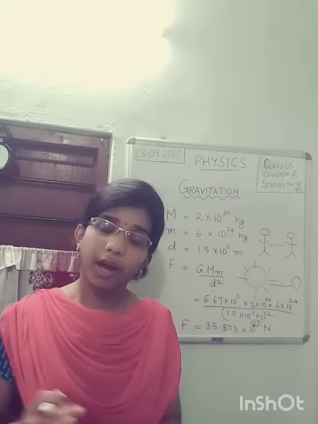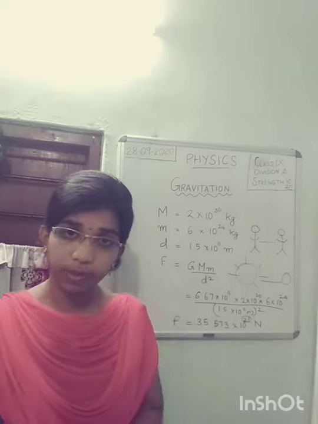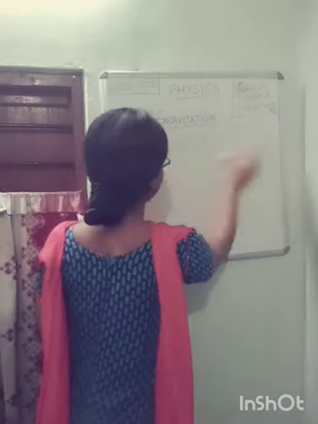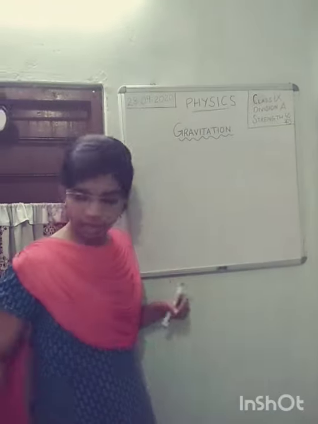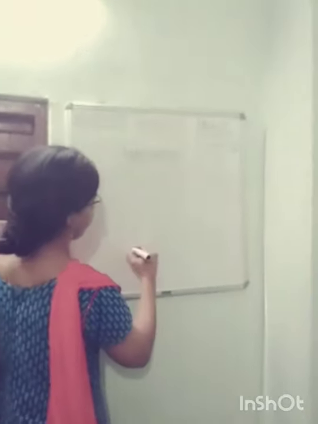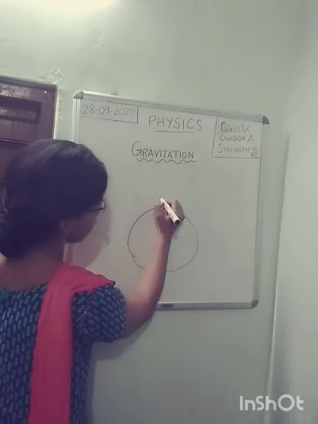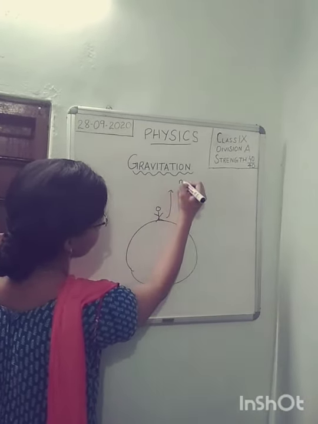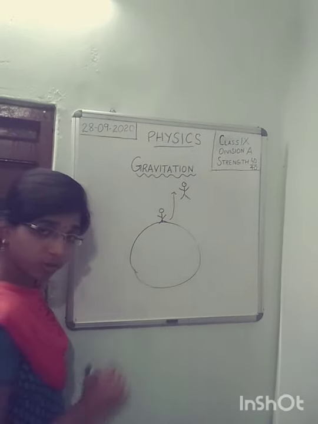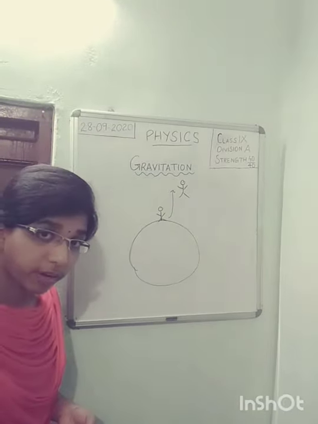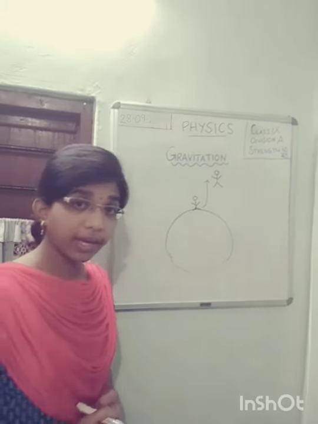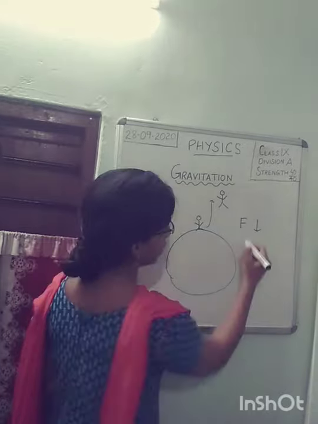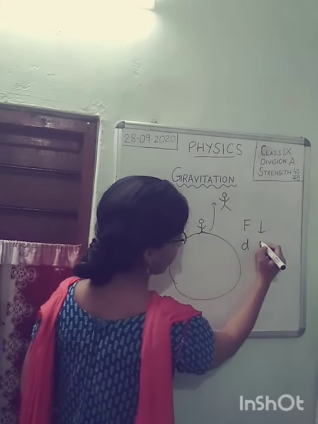Okay. Now, I gave you another question. Did you do that? What did I ask? I asked that if a man is standing on the surface of the earth and tries to fly above, that is, if he tries to rise from the surface of the earth, what will happen to the force of gravity? The force of gravity will decrease. Why does the force of gravity decrease? Because the distance is increasing.